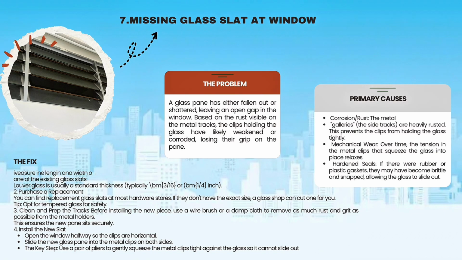Okay, the fix. First, measure the opening and one of the existing glass slides. Second, purchase a replacement. And the third, clean and prep the tracks before installing. And the fourth, install the new slide. Open the window halfway so the clips are horizontal.